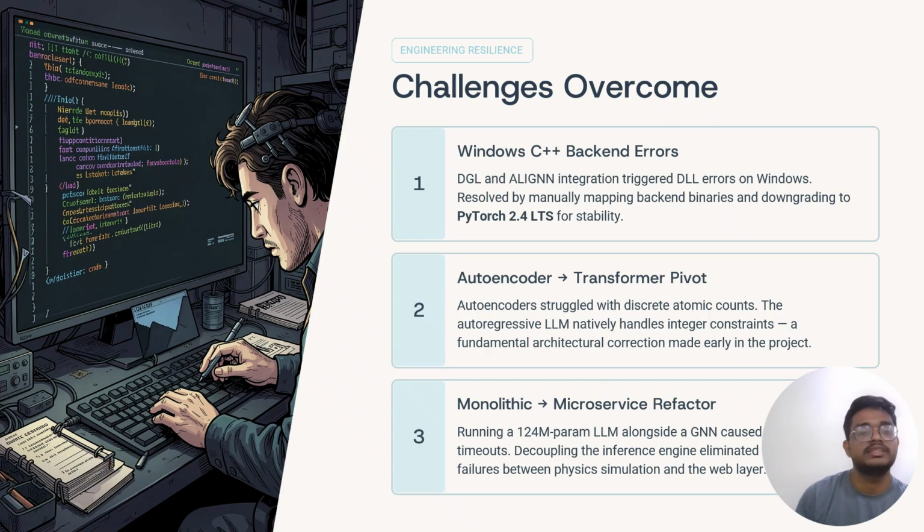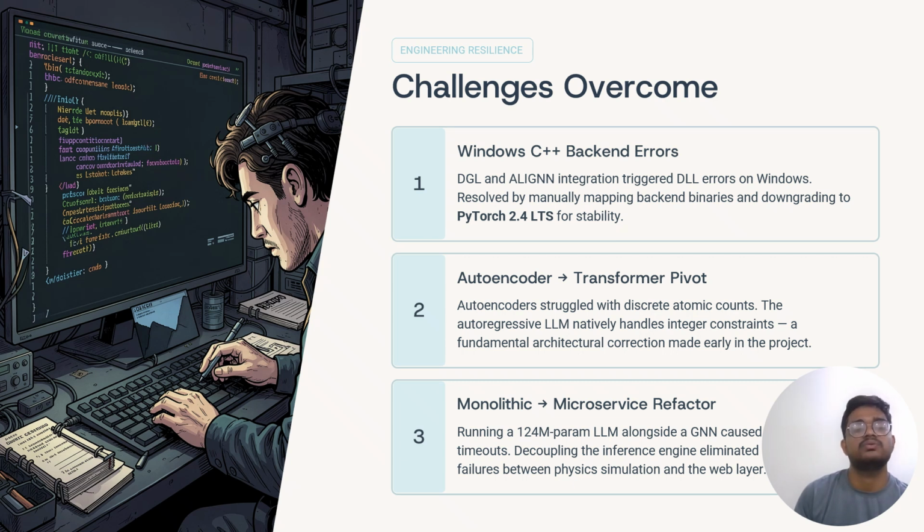Engineering challenges. Every research project encounters obstacles. CrystalLLM was no exception. Challenge number one, Windows compatibility issues. The DGL framework and ALIGNN introduced multiple DLL dependency conflicts. Several backend libraries were not fully compatible with our environment. After extensive debugging, we stabilized the system using compatible library packages and a PyTorch LTS release.